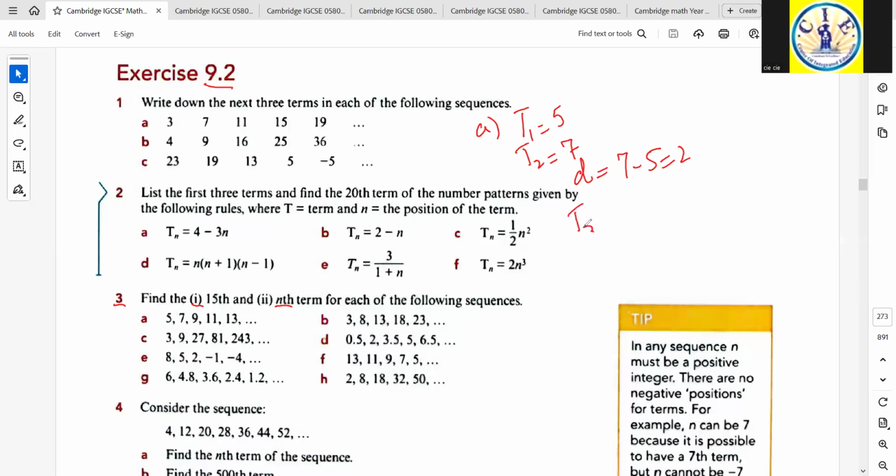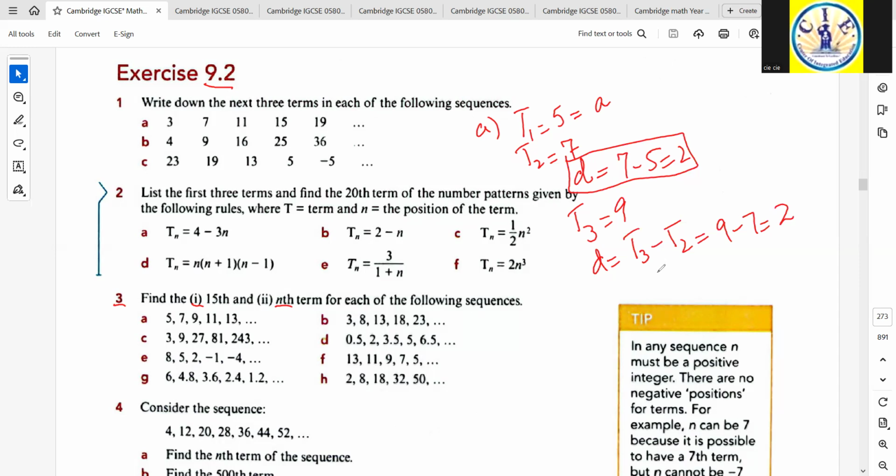Similarly, you can do it for the third and second term. The second term is 7 and the third is 9, so the common difference can also be calculated by term 3 minus term 2, that is 9 minus 7, which is 2. That means you need to subtract any two consecutive terms. T1, the first term, we normally call it A. Now since the difference is the same, this is going to be an arithmetic sequence.